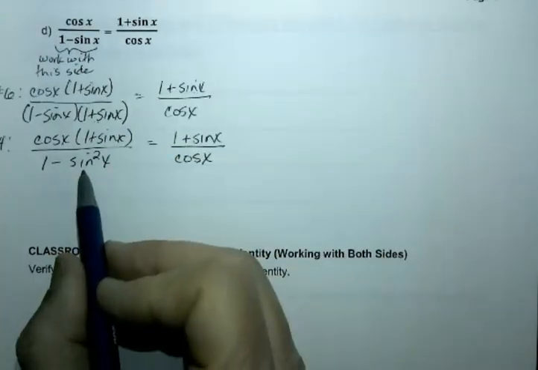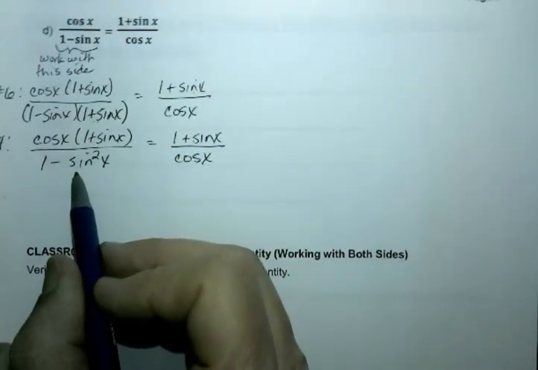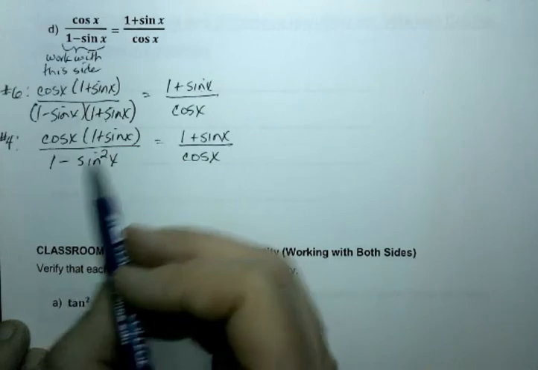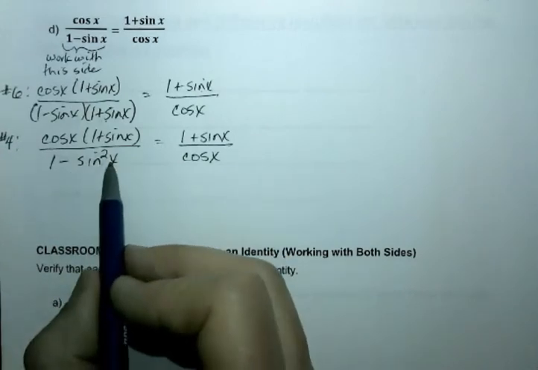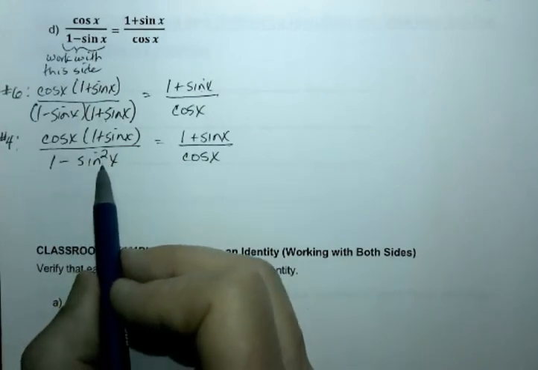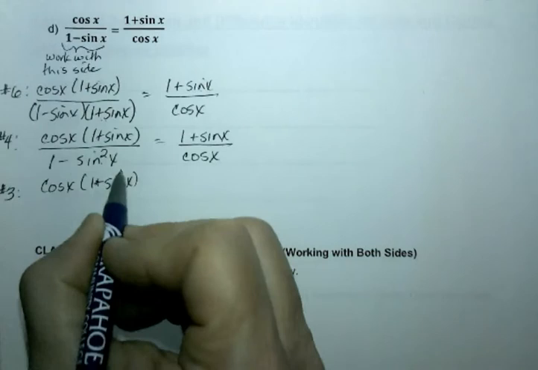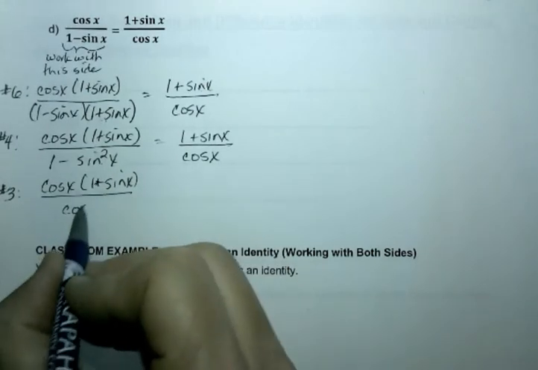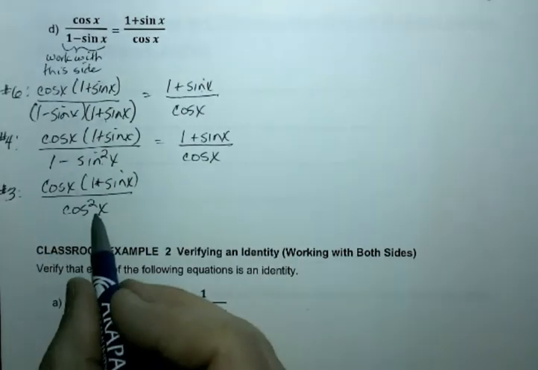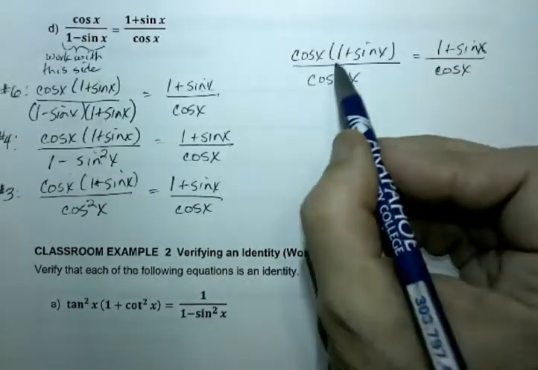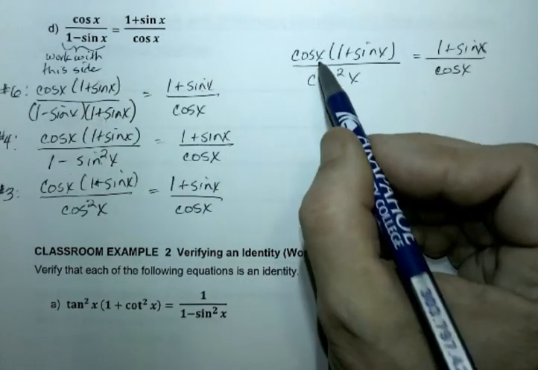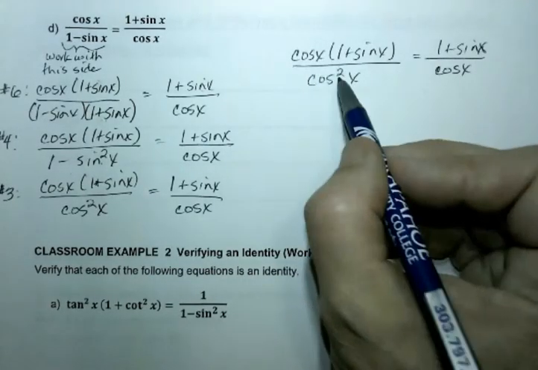Here's a place that I need to recognize an alternate form of one of those identities. 1 minus sine squared x is equal to cosine squared x. That's an alternate form of one of the Pythagorean identities. I can rewrite the bottom of that just as cosine squared x. I rewrote this over here so I had more room.